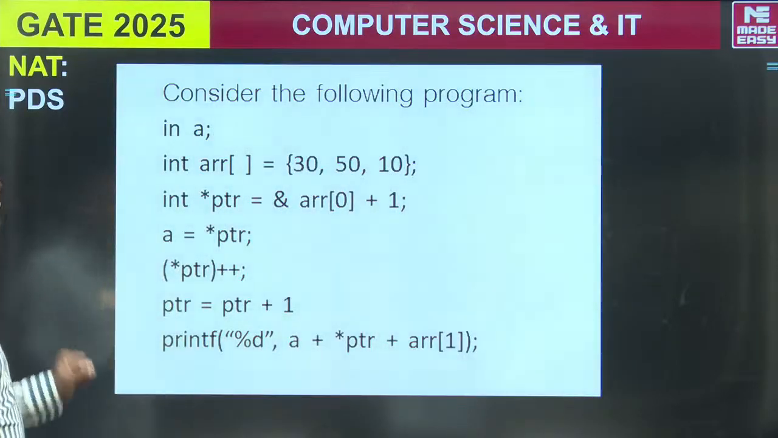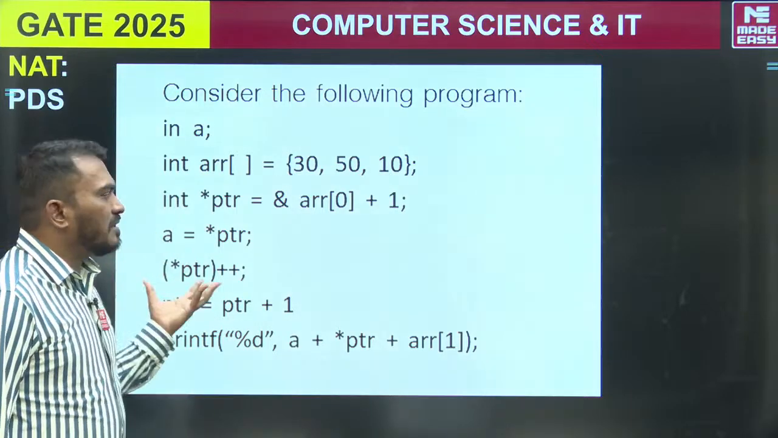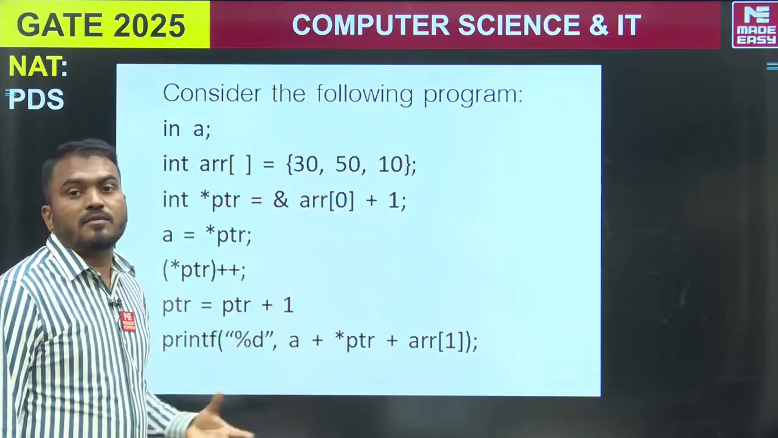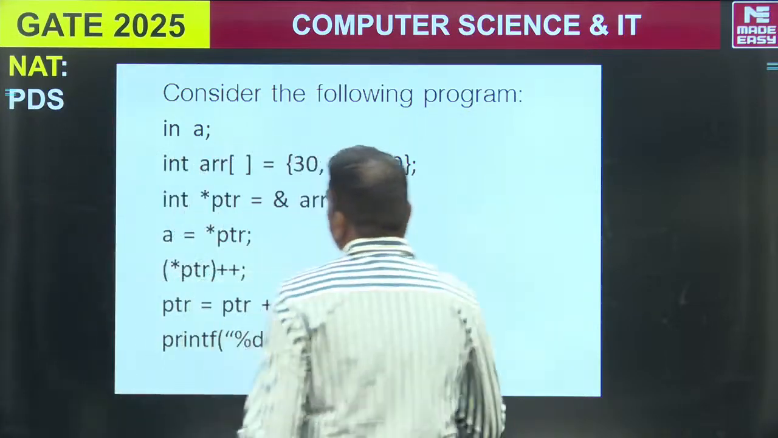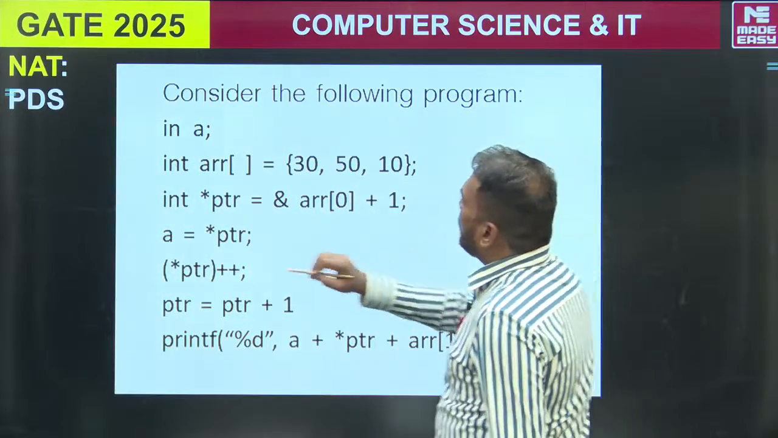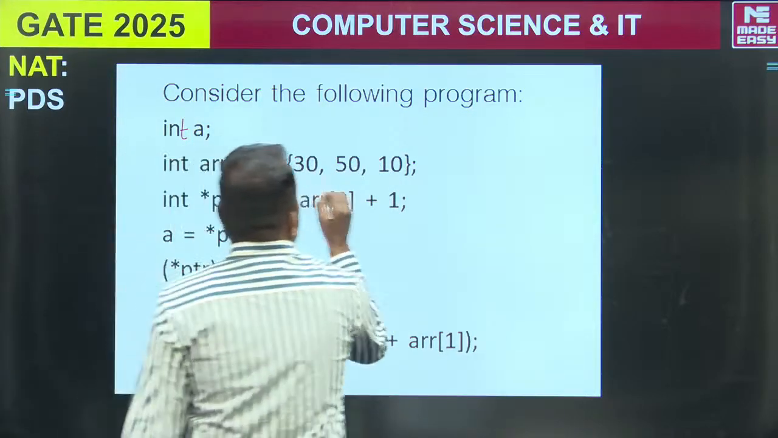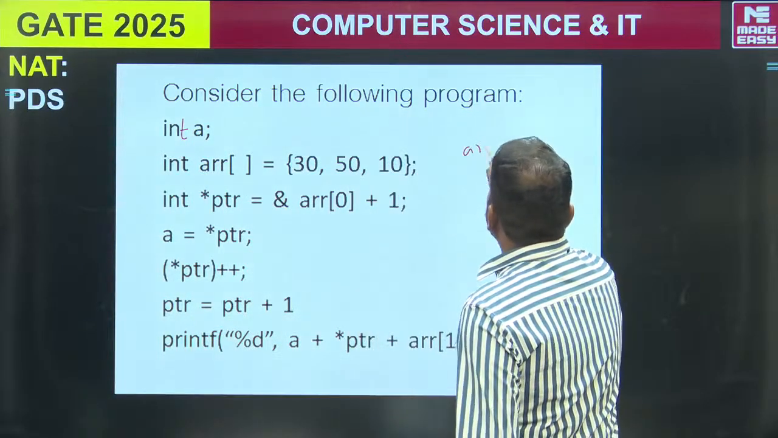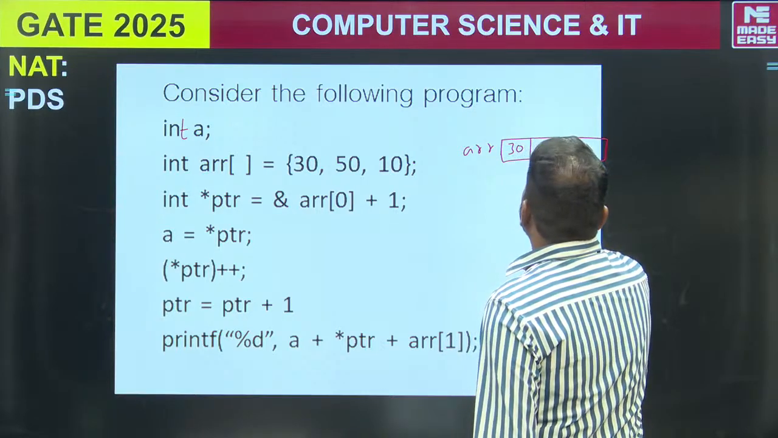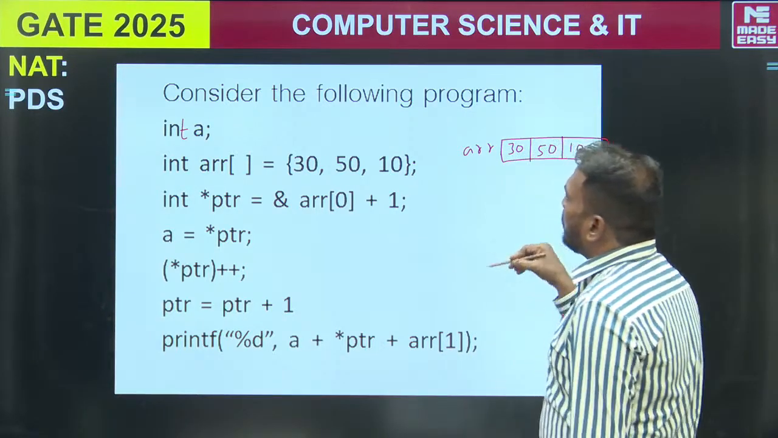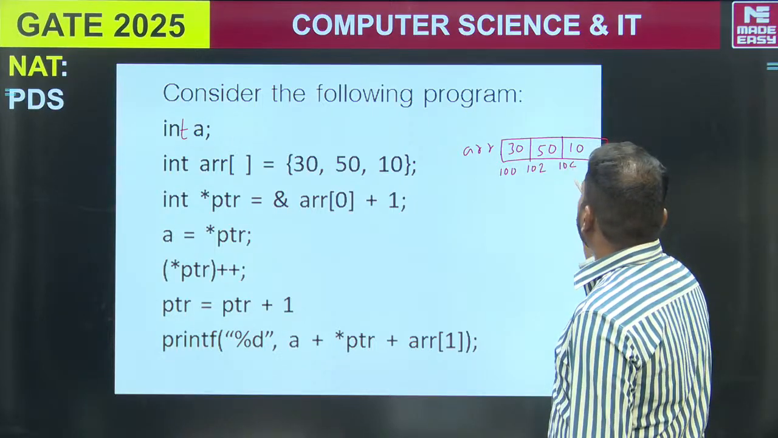So, next question, this is based on pointers. Actually, we have done very difficult questions on pointers in the class, but this is an easy to moderate question only. Okay, so let us have this: you are having integer a, a simple integer variable, and you are having an integer array a r with 3 elements, that is 30, 50 and 10. So let us take the base address as 100. So this is 102 and 104.